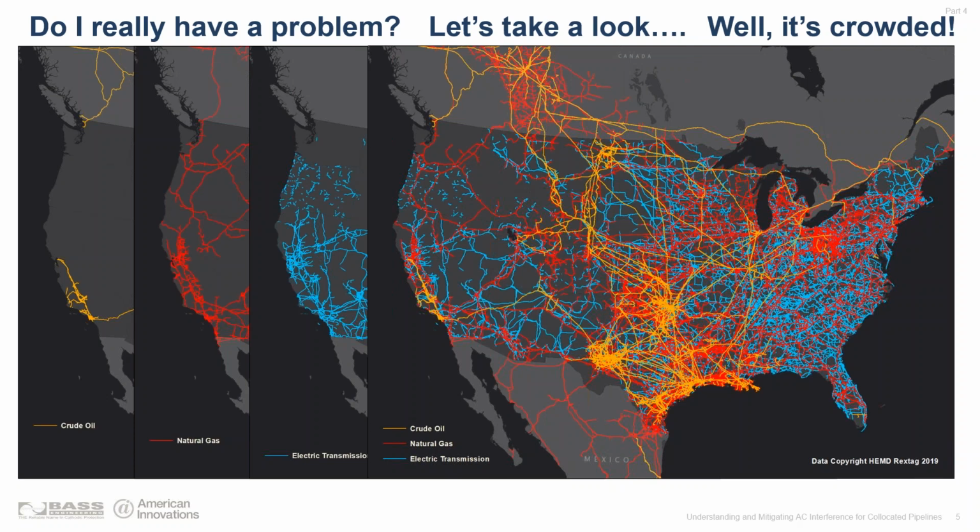But your younger pipeline engineers, as we become a more urbanized society, access to land becomes harder, and we have to share our right-of-ways with other utilities. AC interference is a growing concern. And so, do you have a problem? It's crowded, and more than likely, you do have a problem, and this is a problem that you need to be aware of as you're out there on the right-of-way.